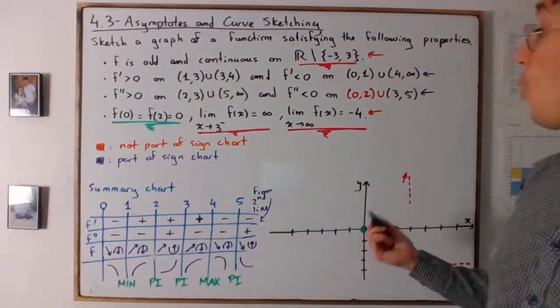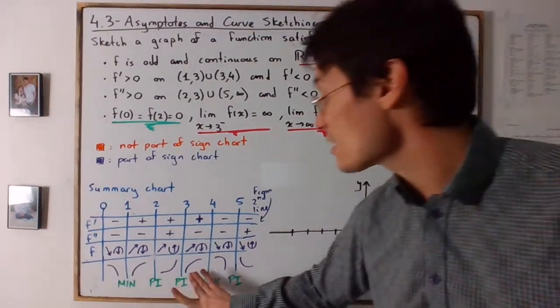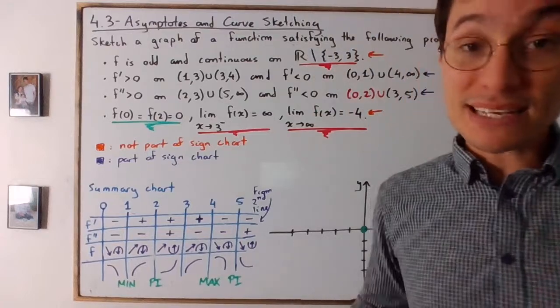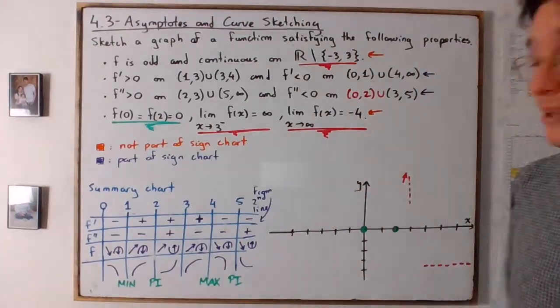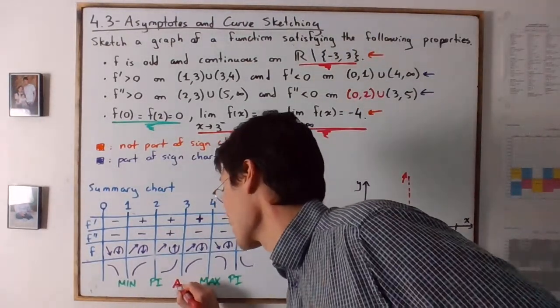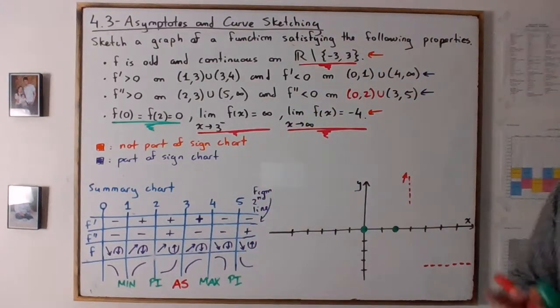There we go. Oh, one thing that I forgot to mention. This is not a point of inflection. This is our asymptote, like we saw it before. So there we are. We have our asymptote there. All right, we're ready.